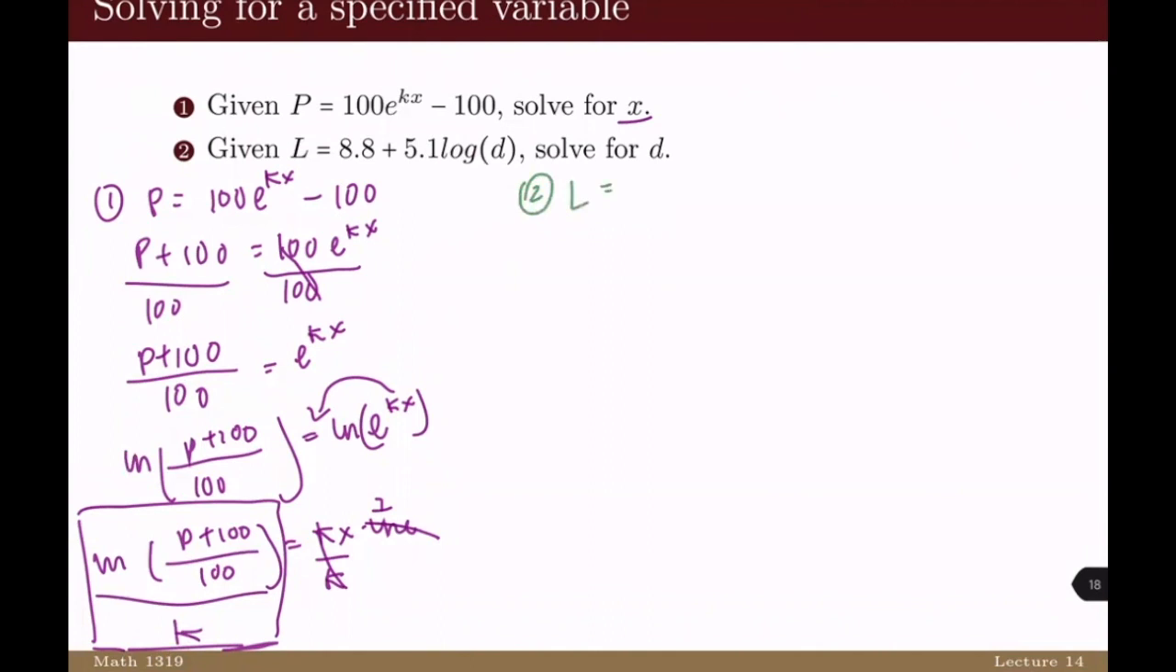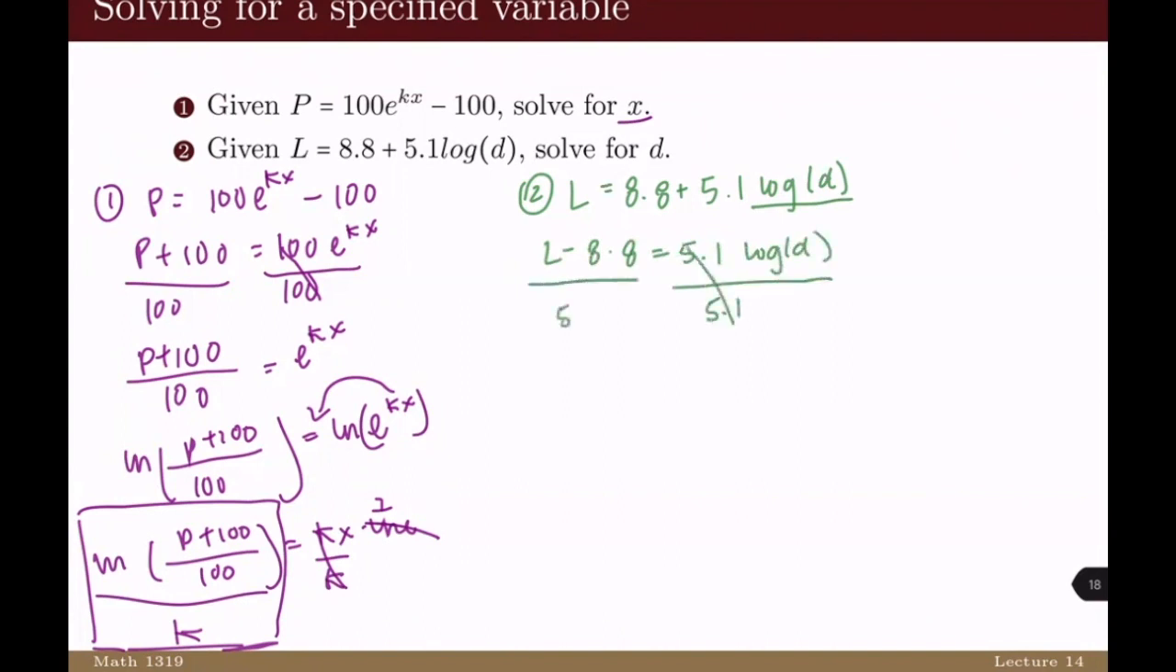We have L equals 8.8 plus 5.1 log of d, and we want to solve for d. So first I'm going to get the log all by itself. So I'm going to subtract this 8.8. So I have L minus 8.8 equals 5.1 log of d. Then I'll divide by 5.1 on each side. So I have L minus 8.8 divided by 5.1 equals log of d.